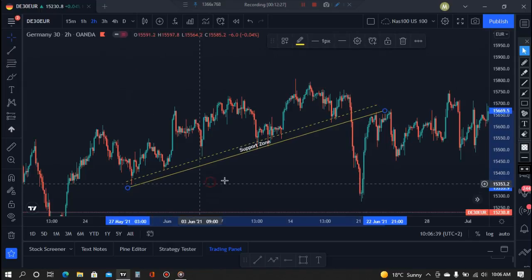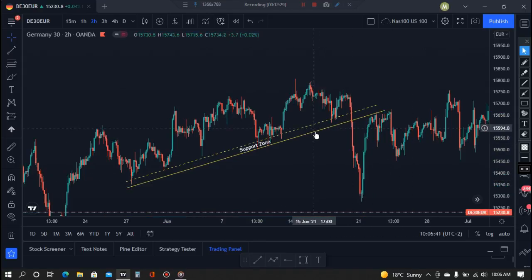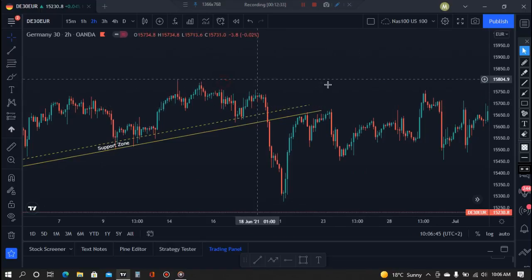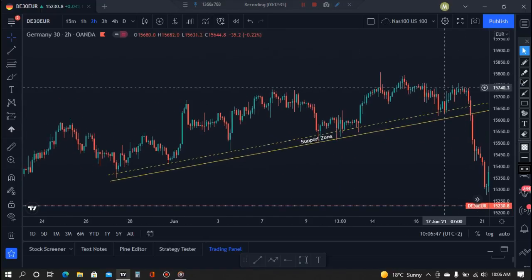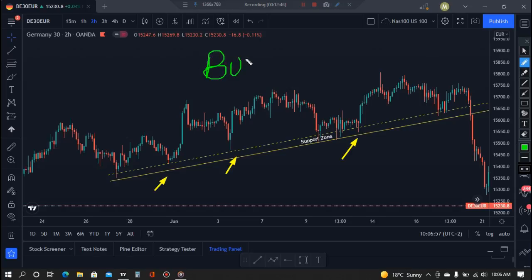So you see, this is a nice uptrend. It's a very, very nice uptrend. So what do you see here? We see that the market is actually going up. And when the market is going up, what do we do? We only buy. We don't look for sell positions. We only buy, you see.